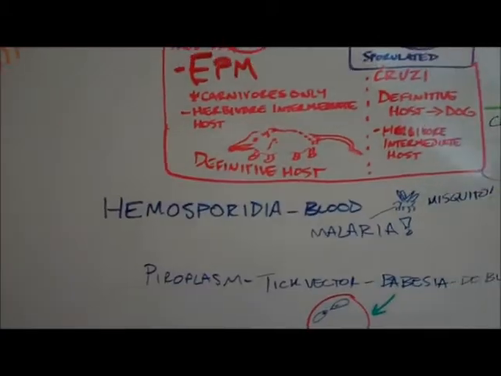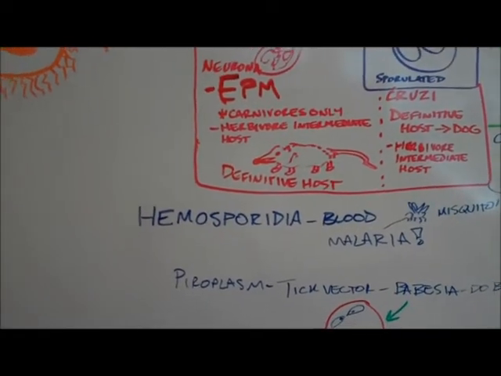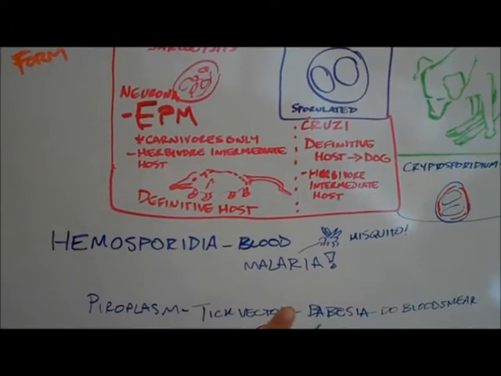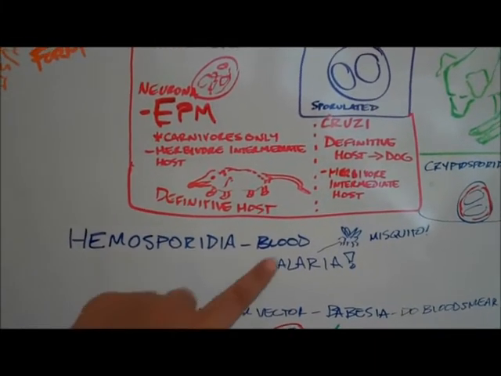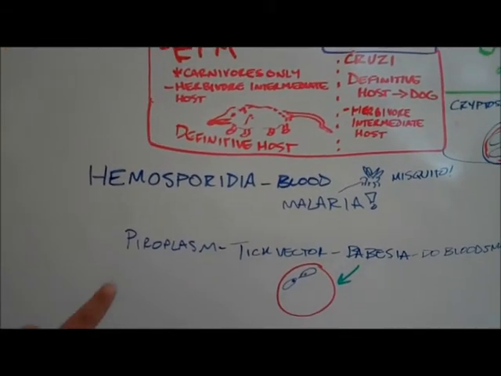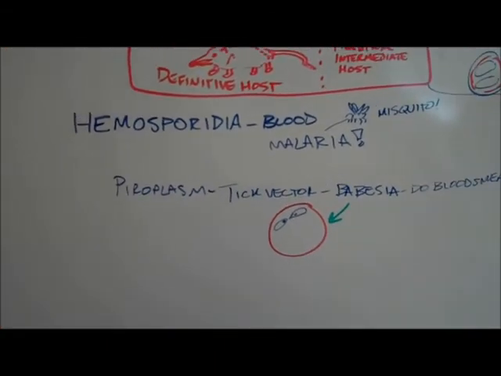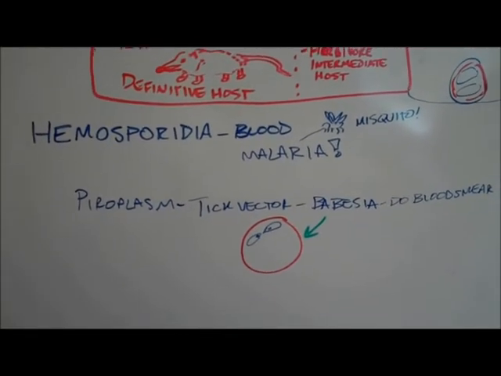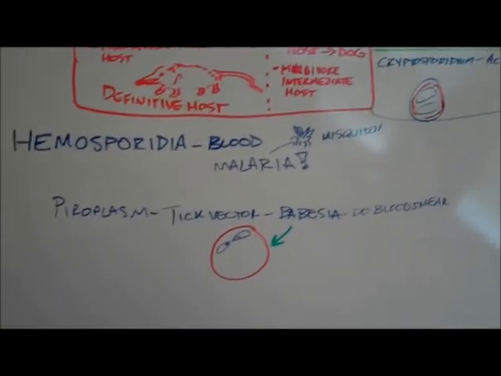Then we've got hemosporidia, which is also in the apicomplexa, and it's in the blood. The mosquito is the vector for it, and malaria is the main one to remember. Then the piroplasms have a tick vector, and Babesia is the main one to worry about. I think that's about it. Yay, the end.